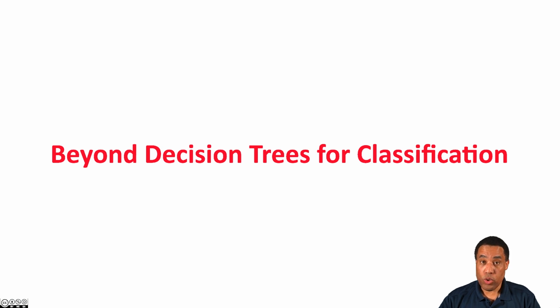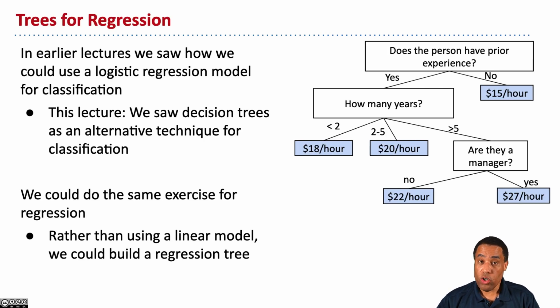So we've seen examples of how we can use decision trees for classification, but we can also use them for regression. In earlier lectures, you saw how we can use a logistic regression model for classification. In this lecture, we saw how decision trees could be used as an alternative for classification, but we could do the same exercise for regression instead.